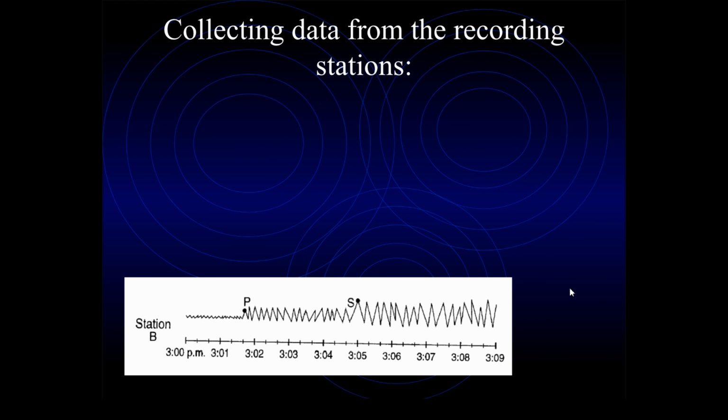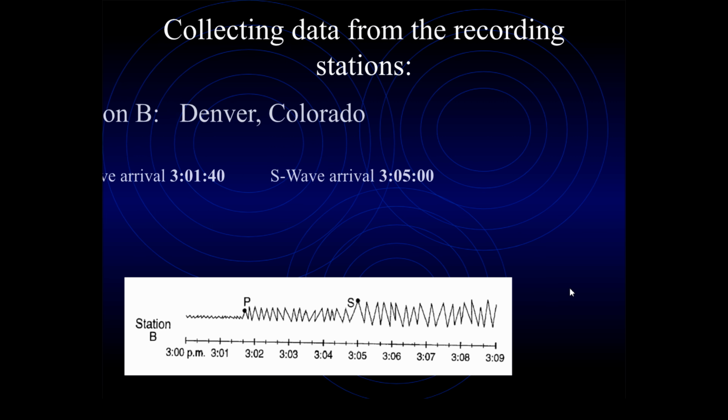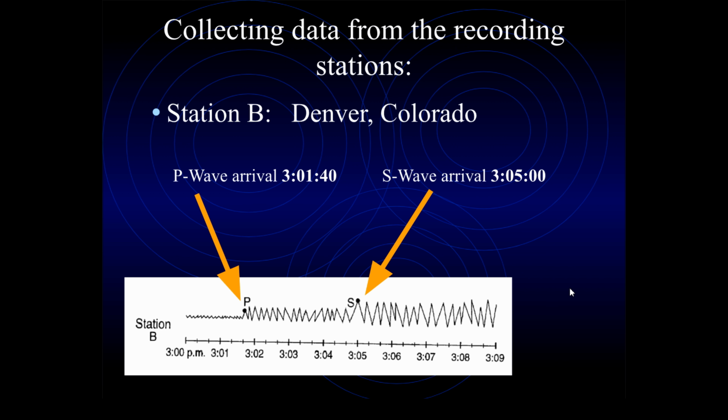Station B. Take a minute, pause the video, see if you can figure out the arrival times for each of the waves here, and then keep going with the video. All right, so hopefully you figured out that the P wave arrives at 3:01:40. The S wave is 3:05:00. And this station is in Denver, Colorado.